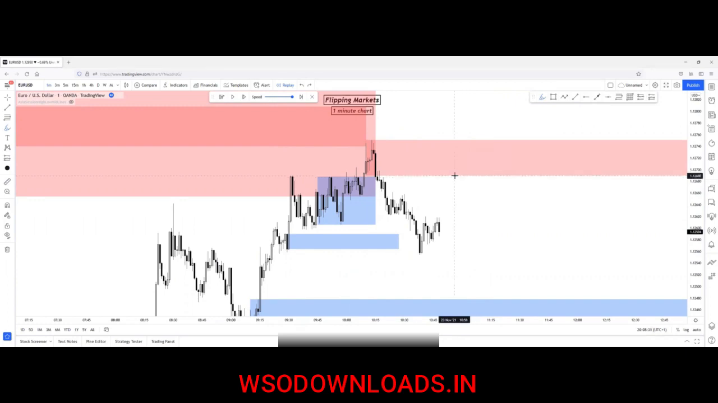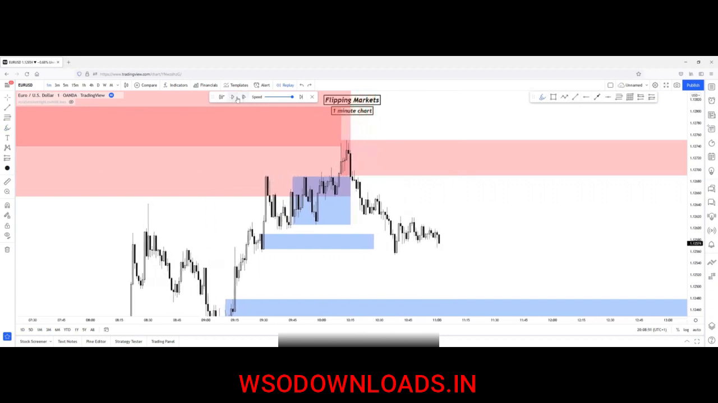And the overall higher time frame trend, so the 4-hour trend, is still extremely bearish. Remember, we are aiming for short opportunities because the overall structure, the overall trend on the 4-hour chart is extremely bearish. Okay, so let's just play price forward.